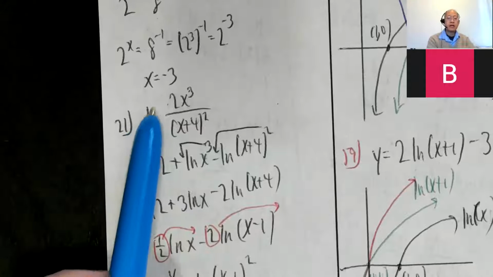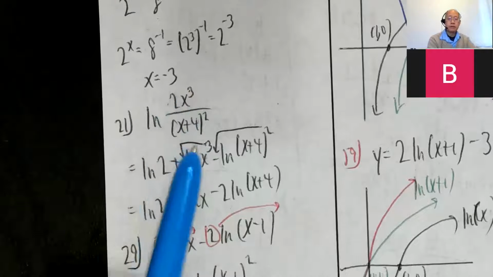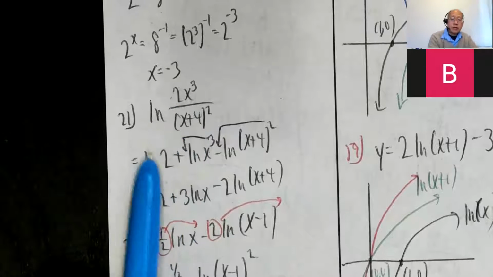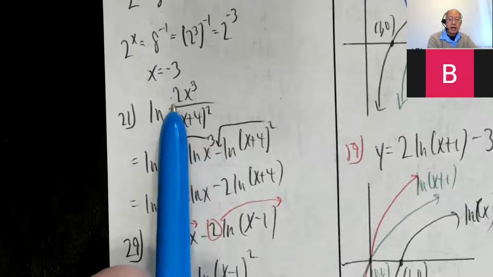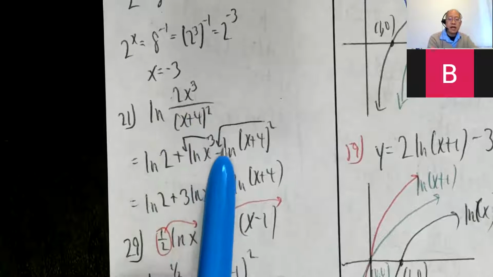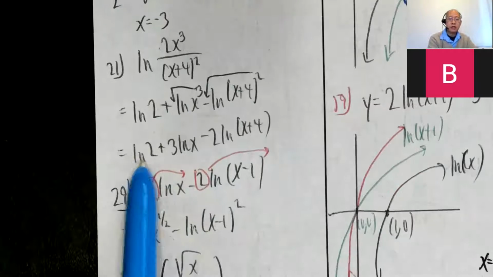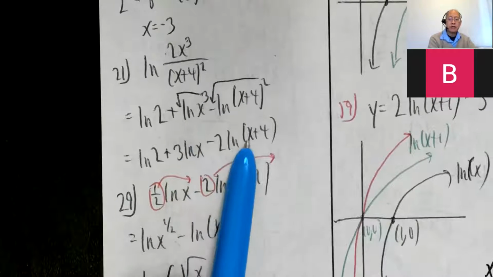Okay, expand out ln of all this mess so that there's no quotient, no exponents. So ln 2x cubed over x plus 4 squared. Okay, so it's ln 2. Here's a multiplication, so it's plus ln x cubed. And since this is division, it's minus natural log of x plus 4 squared. And then exponents come down as coefficients. So leave this one alone, plus 3 ln x minus 2 natural log of x plus 4.